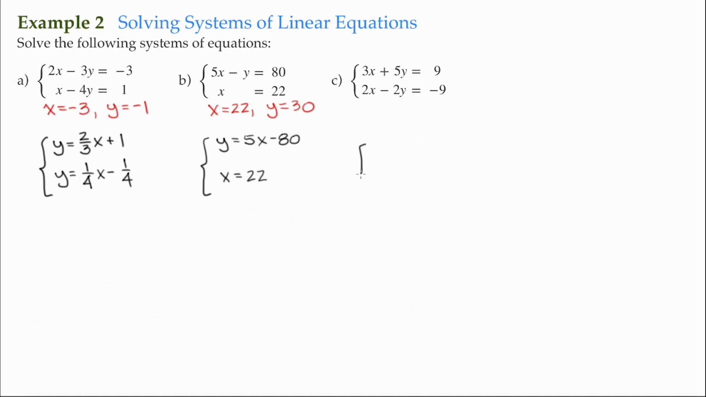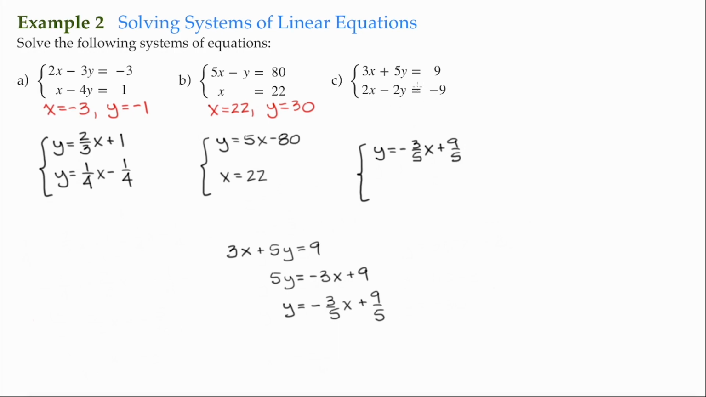I'll put in my curly brace and rewrite these in slope-intercept form. 3x plus 5y is equal to 9. We solve for y, we have 5y equal to negative 3x plus 9. Divide everything by 5. Y is equal to negative 3/5 x plus 9/5. So now I rewrite this as y is equal to negative 3/5 x plus 9/5.